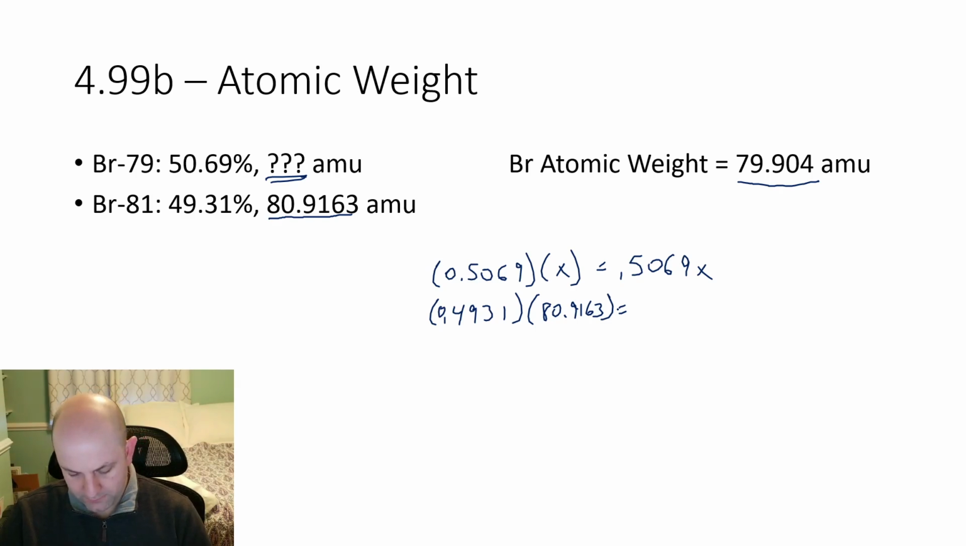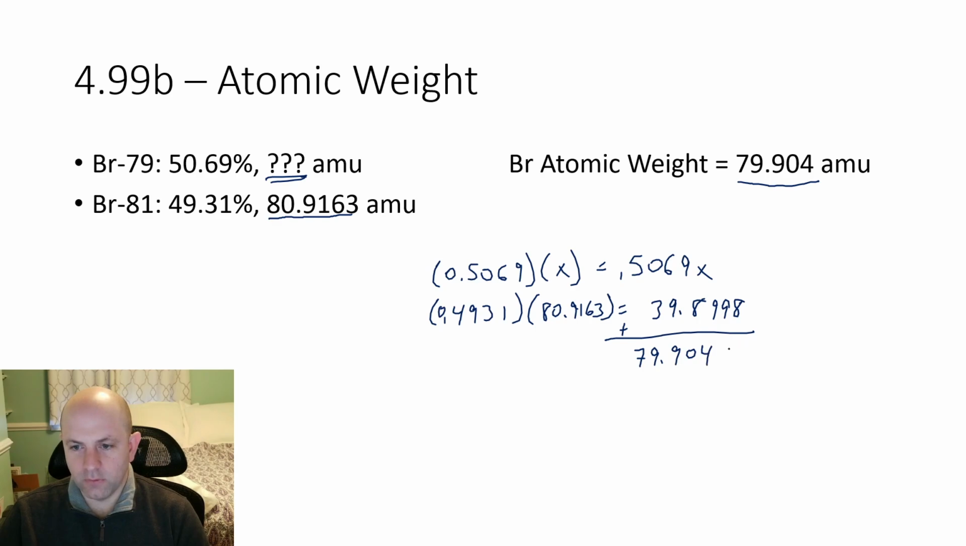So 0.4931 times 80.9163, and I get 39.8998. I'm going to have some extra sig figs here. That's okay. It'll work out at the end. And the rules say, if I add these two numbers together, it's going to equal 79.904. Right? These two isotopes must add up to that.